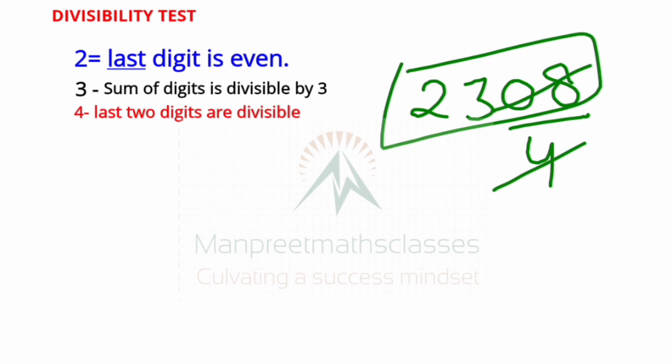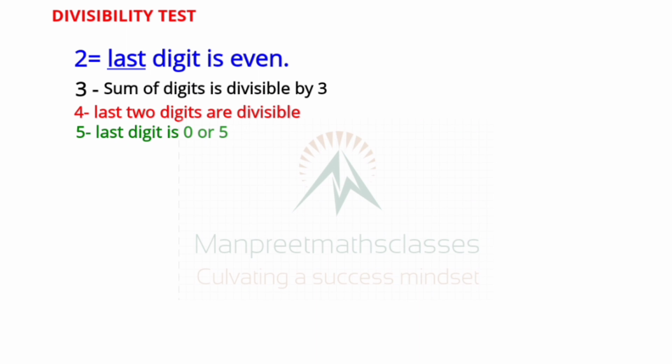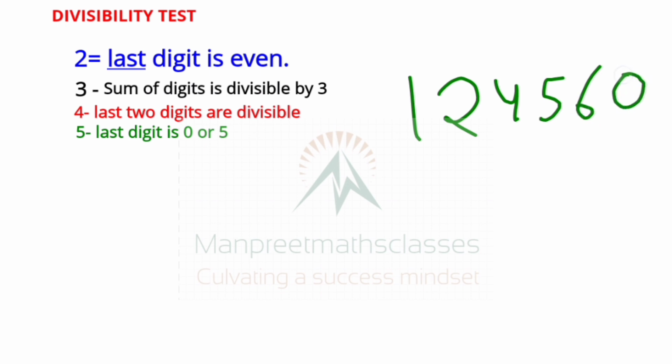Let's check. So 4 zeros are 0, 4 2s are 8. So 0 2 times by 4, you will get 08. So you can say the number is divisible by 4. Now let's check for 5. Now for 5, divisibility test says if last digit is 0 or 5, the number is divisible by 5. Suppose you are having a number 1 2 4 5 6 0 and you need to know whether it is divisible by 5 or not, then we will see the last digit. Here last digit is 0, so you will say the number is completely divisible by 5.